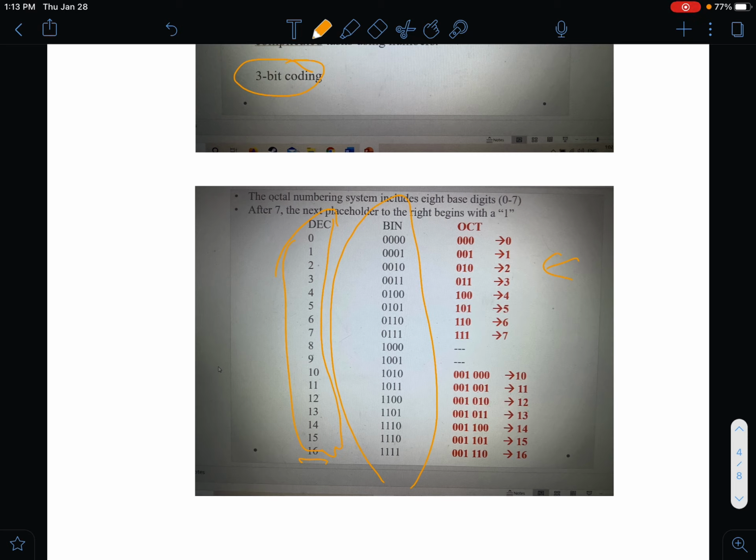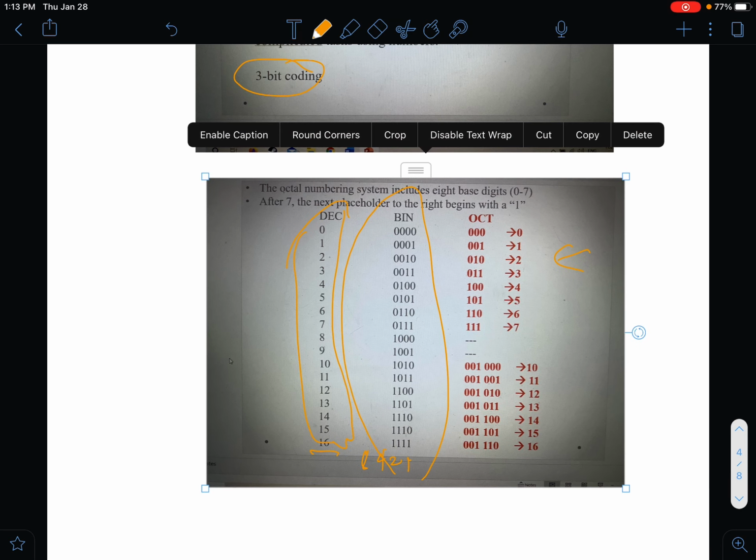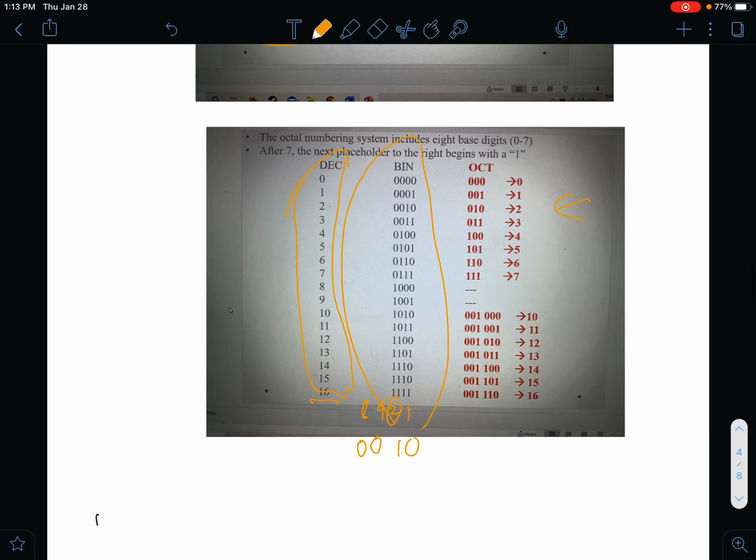Right? Because remember the 1, 2, 4, and 8. Okay? So for 2, it is 0, 0, 1, 0 because we will be turning on 2. For 3, 0, 0, 1, 1. Correct? So, we turn off 8 and 4, and turn on 2 and 1. The result would be 3.